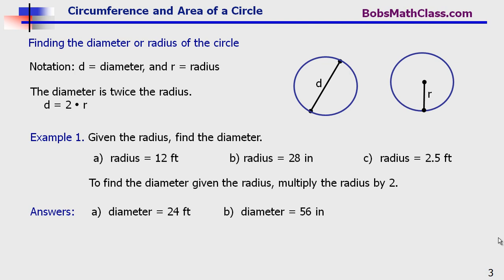And if the radius is 2.5 feet, then multiply that by 2, that gives you 5. Think about $2.50. $2.50 times 2, or $2.50 plus another $2.50 would be $5.